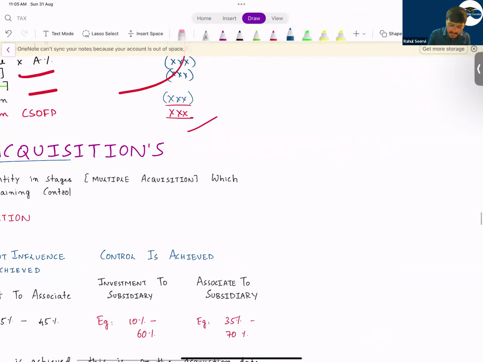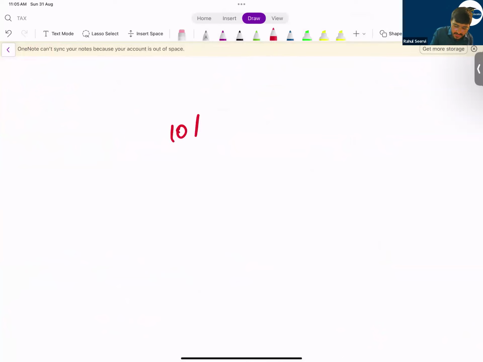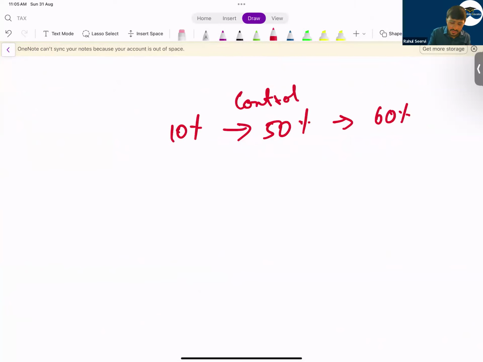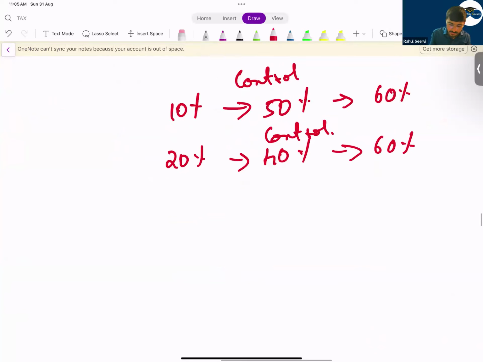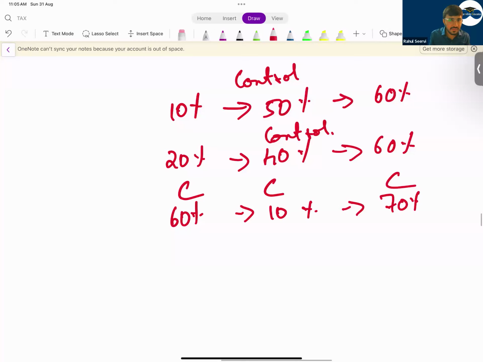So step acquisition basically means what? Today the company has 10 percentage. They have acquired additional 50%. So it becomes 60. So can I say control is there? Yes, sir. Then the company has today 20 percentage. They have acquired 40 percentage. Then control came, sir. Then the company has 60 percentage. They acquired additional 10 percentage. It becomes 70. Can I say here only control is there?